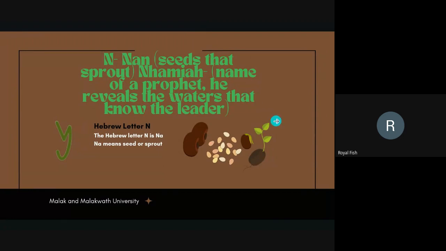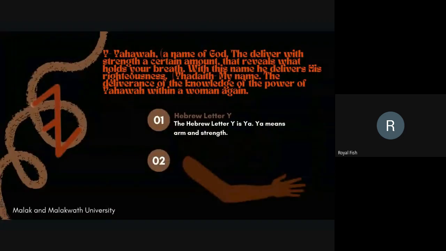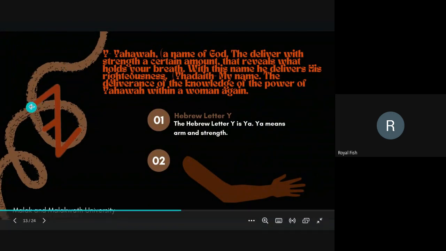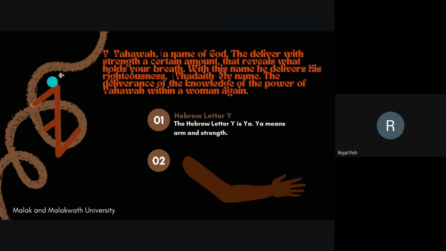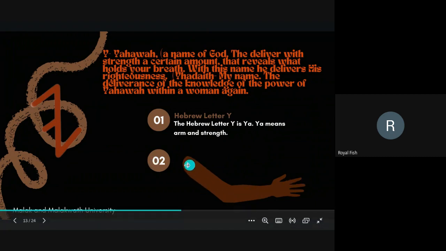Okay. So I move on. Our next letter is Ya. The Ya is represented almost like a Z, and then just a little line coming out of it. So it's kind of like the heart valve inside of your body, and your mind can hear that better. So the Hebrew letter Y is Ya. Ya means arm and strength. So we have a little brown arm here, representation of the arms that are connected to our heart.